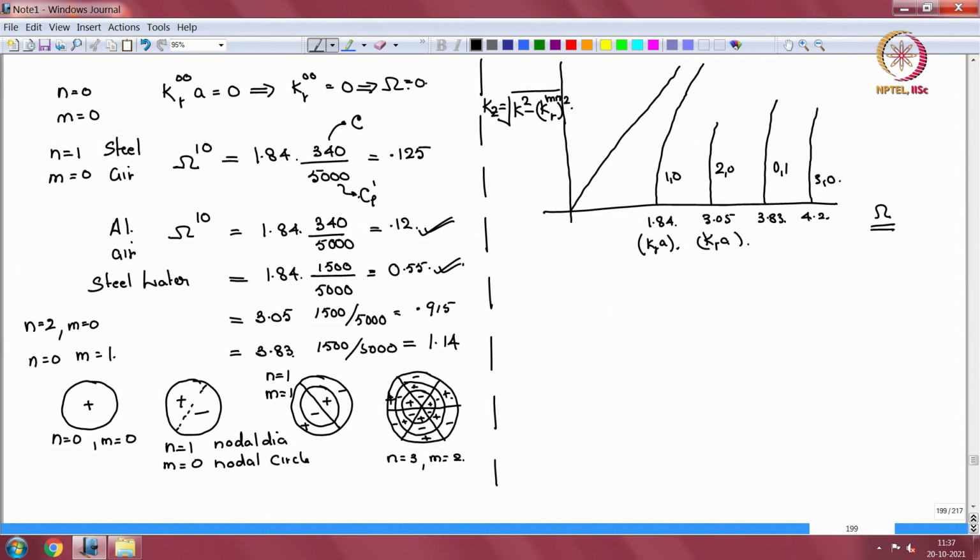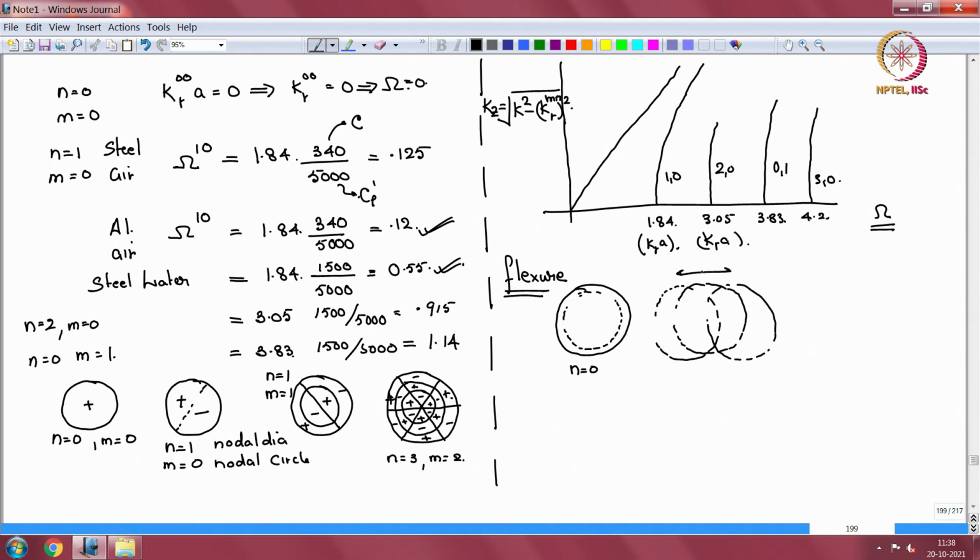Okay. Now for the structure, the flexural behavior in the circumferential direction looks like this. This is for n equal to 0, a breathing mode where the shell radially expands and contracts. Okay. And for n equal to 1, we will have a cosine theta type variation. So the shell profile oscillates back and forth, left to right. This is a nominal circle. It oscillates back and forth.